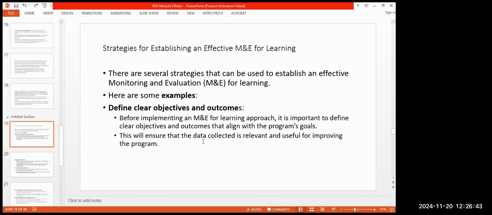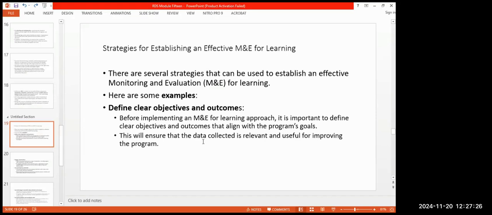and outcomes. What are the objectives? How smart are they? And what are you looking forward to attain in the short run? So before implementing an M&E for learning approach, it's important to define clear objectives and outcomes that align with the program's goals. Why is this important? It will ensure that the data collected, you see, it's about data. Whether you're talking of M or E, it's about data. And if you have data that is relevant and useful in helping the program to improve, then you can promote some learning.